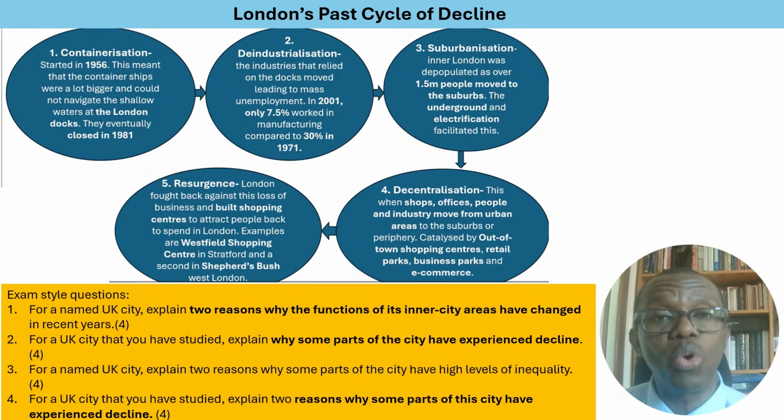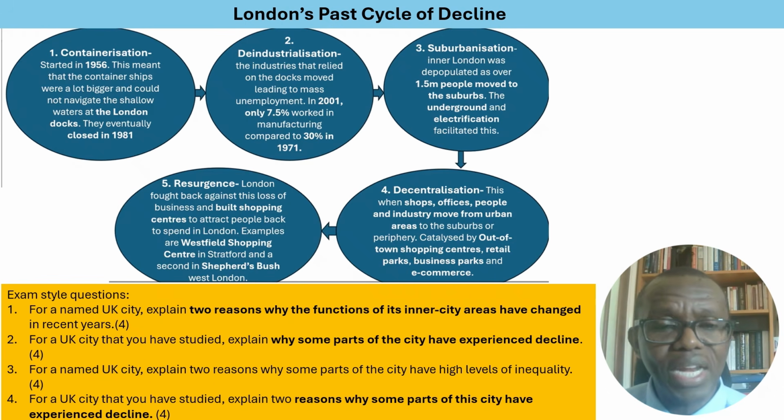And of course, this was catalyzed by out-of-town shopping centers, retail parks, which were mostly in the rural urban fringe, and business parks, and also e-commerce, where there was now online shopping other than physical shops where people needed to go and shop.